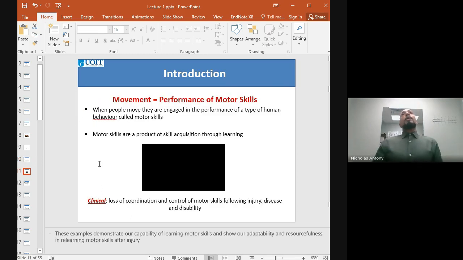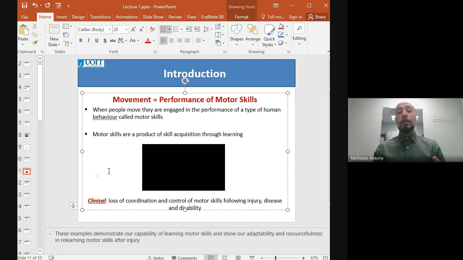Now, a term that we need to discuss is the voluntary movement to manipulate your environment. That's called a motor skill, or the performance of a motor skill. So our purposeful movement is defined as the performance of a motor skill.